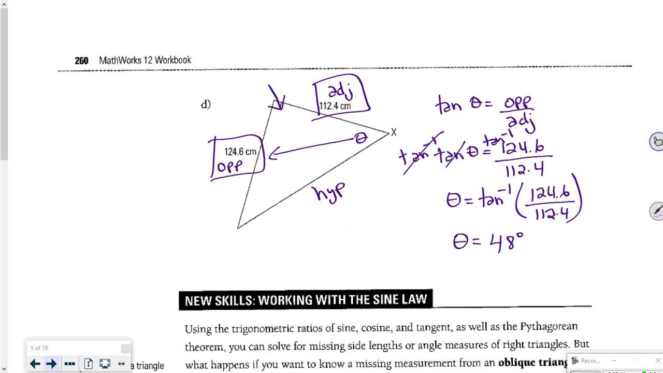Okay, that's right triangles. These formulas only work for right triangles. The problem is pretty much none of the triangles in this section are right triangles. That's why we need to learn the sine and then the cosine law. We're starting with the sine law.